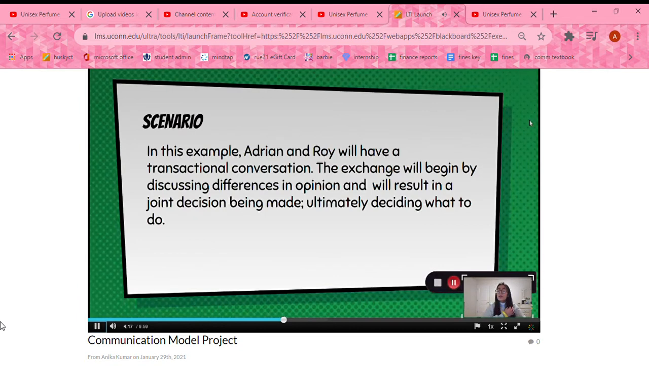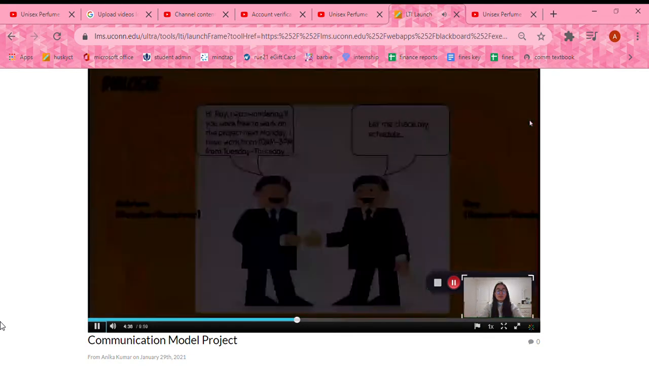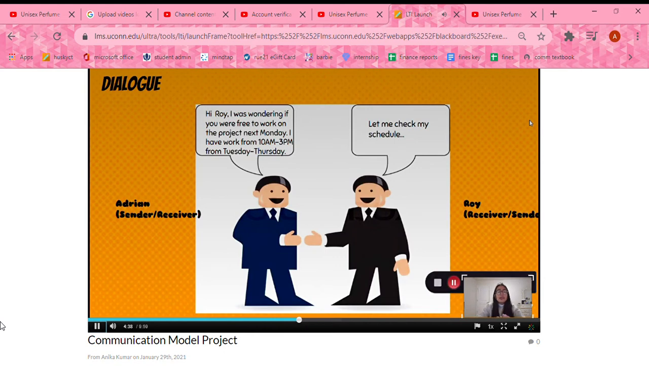In this scenario that we created, two of my group mates, Adrian and Roy, will be having a transactional conversation. This exchange will begin by discussing the differences in opinion, and it will result in a joint decision being made, which will be both of them ultimately deciding what to do at the end of this scenario. In the dialogue, Adrian is a sender and receiver, and Roy is as well, because in the transactional method of communication, all parties carry the roles of the sender and receiver.